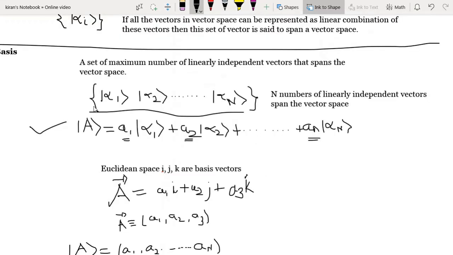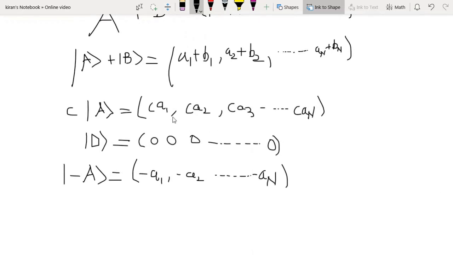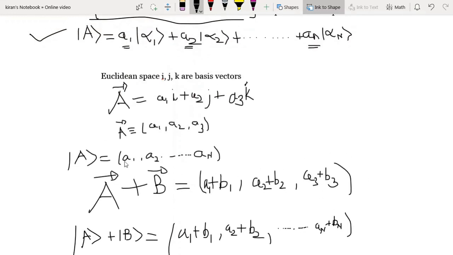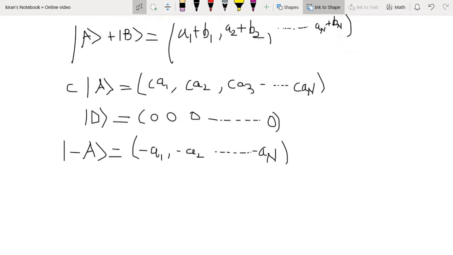If I have defined a basis, then in that particular basis I can represent a vector in terms of its components, something like this, or rather something like this. This is defined under a particular basis. Please note that the choice of basis is not unique.